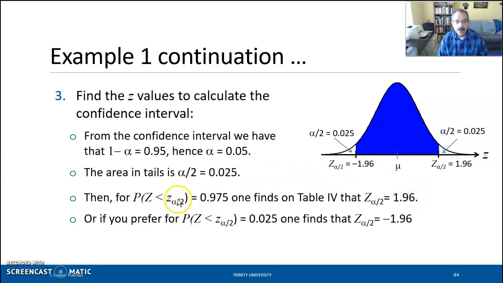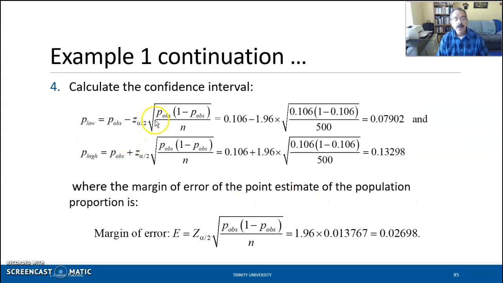If you don't want to do that, then you simply use the probability in the lower tail, but in that case, you're going to find a z value of minus 1.96. What matters to us is the number, not the sign, because we're going to use that number in the equations of the confidence interval. So now here are the equations of the confidence interval. So we know that the observed proportion is 0.106. The z-value for alpha over 2 we found to be 1.96.